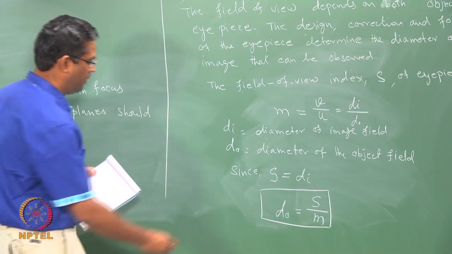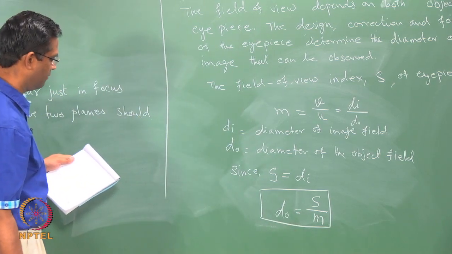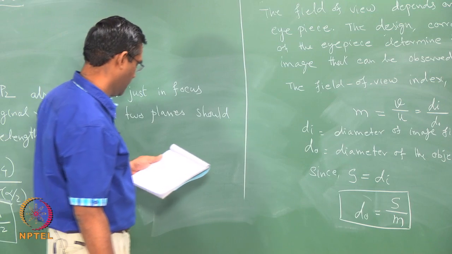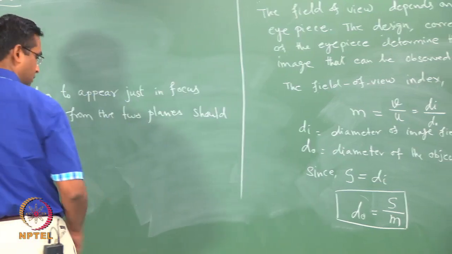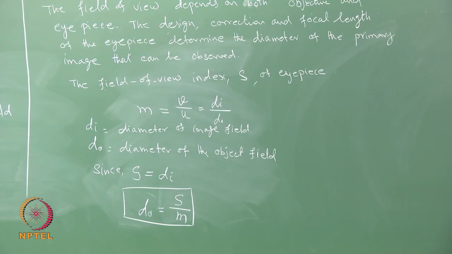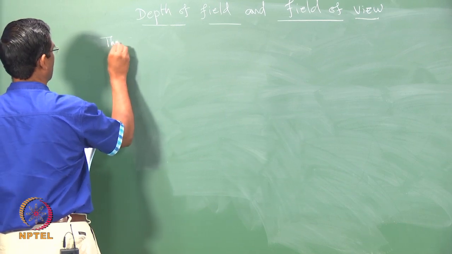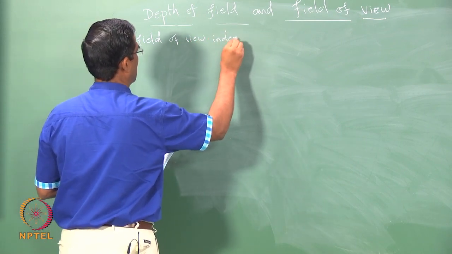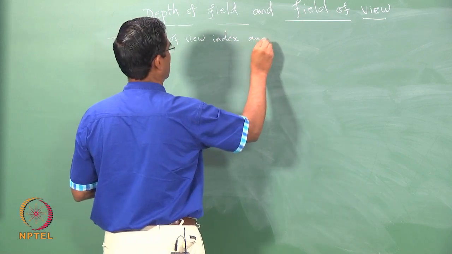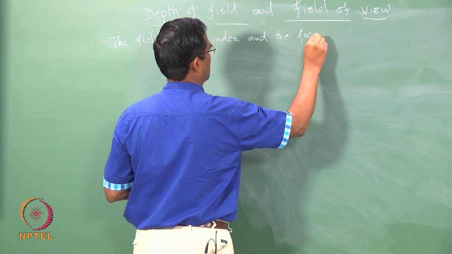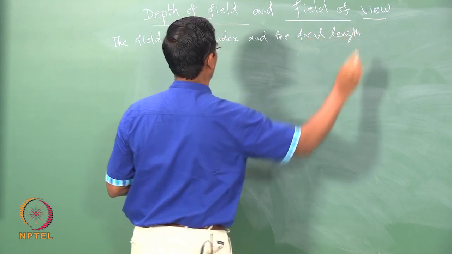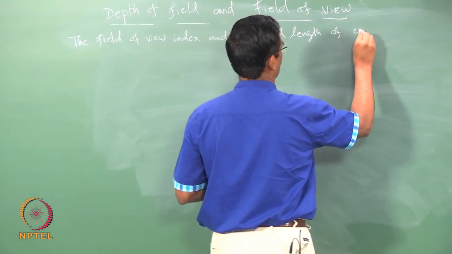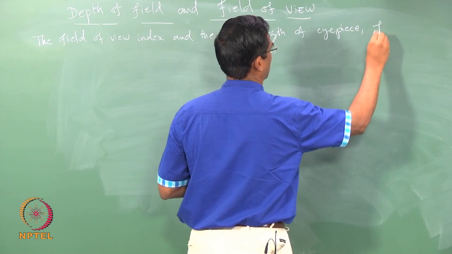So what does it mean? The lower the magnification of the objective, the greater becomes the field of view. And we will also write one more expression: the field of view index and the focal length of the eyepiece, that is FE.